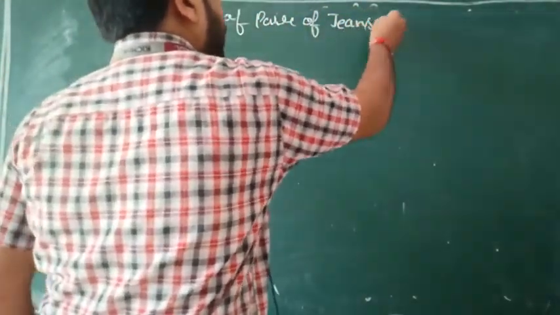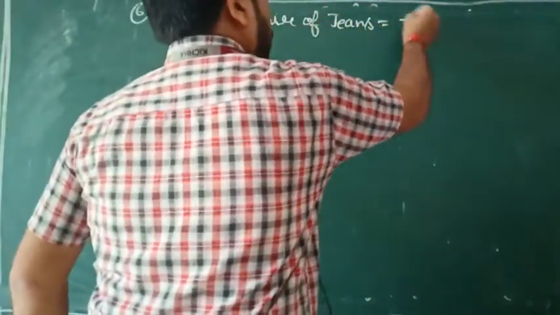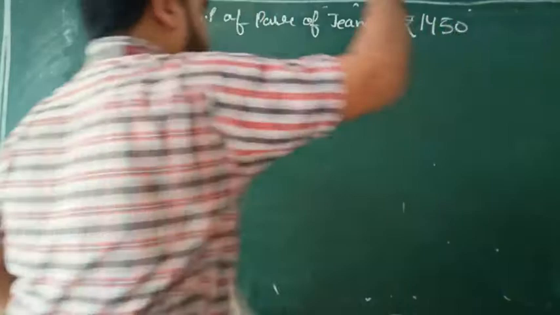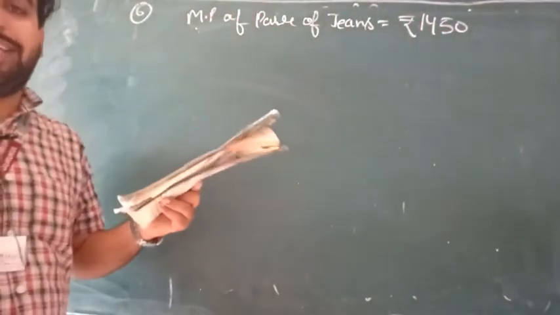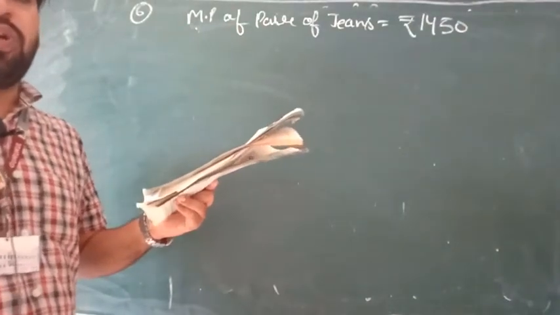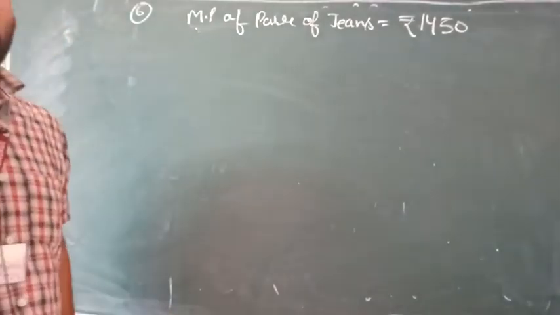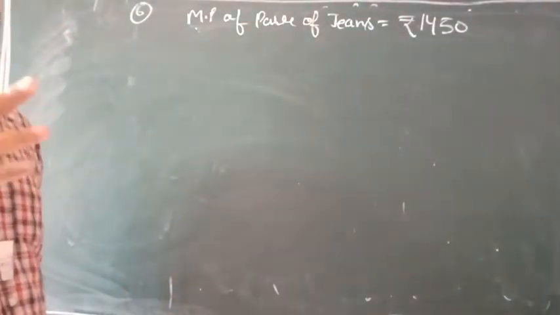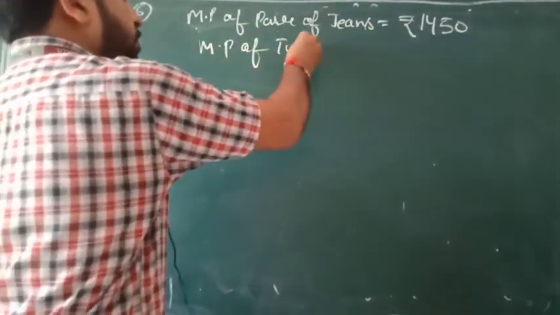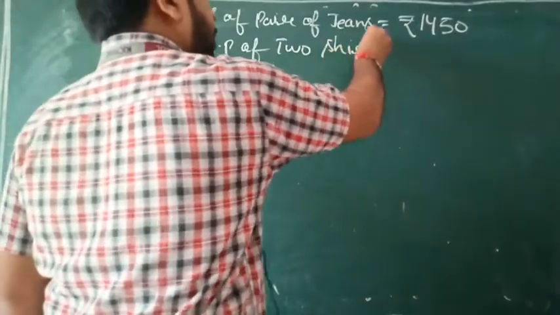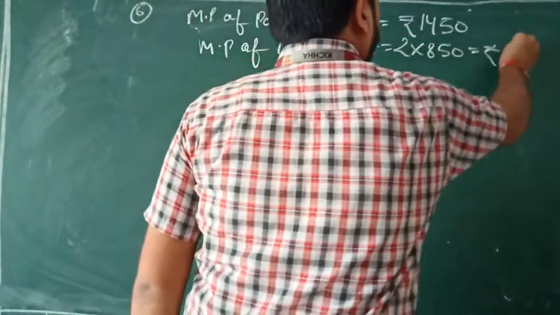What is given to us? That is rupees 1450. Fine. And 2 shirts marked at rupees 850 each. Students, you should be able to understand the language. They have written 2 shirts marked at rupees 850 each. Price of one is 850, but you have purchased 2 shirts. So MP of 2 shirts: one is 850, so 2 will be 2 into 850. That will be rupees 1700.